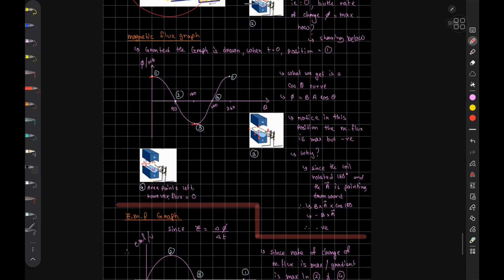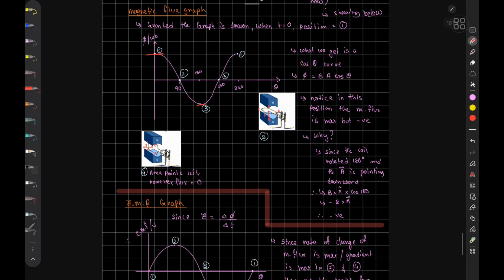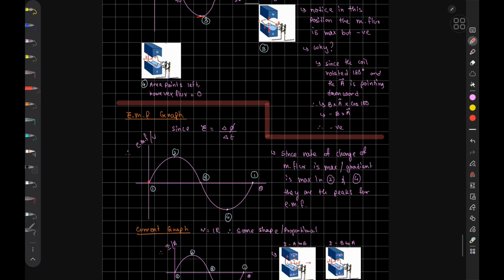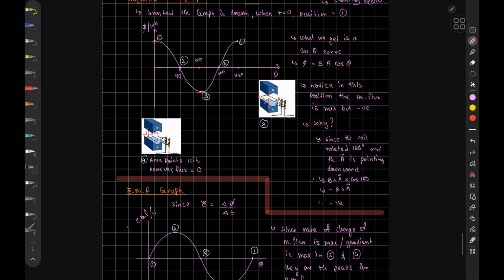So ultimately over here, when you have this flux, what do you think is the gradient? That is the rate of change of flux with respect to how theta changes, or even with respect to time. It doesn't really matter. As time increases, theta also increases. So theta is changing in proportion to time, so it doesn't matter. So over there, what is the rate of change of flux? 0. What is the gradient over here? 0. That is why the EMF induced is what? 0.